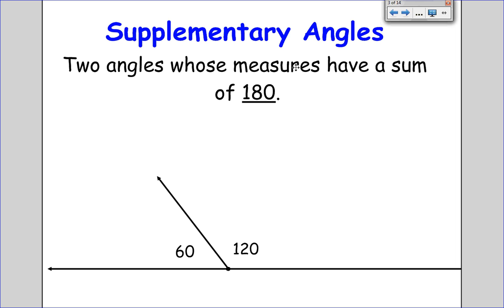Supplementary angles are two angles that add up to 180 degrees. So if you take this angle 60 and this angle 120, they would equal 180, which is supplementary.